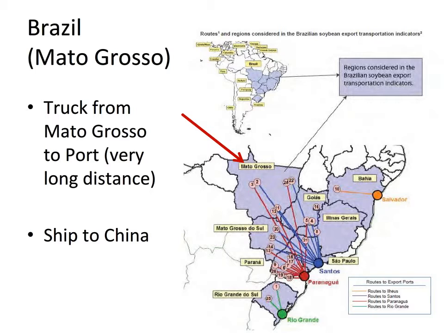Grain moves from Mato Grosso to ports on the Atlantic Ocean. That is a long distance. It happens to be longer than movements along the Mississippi River from Illinois to New Orleans, but from Mato Grosso to those ports is a long distance, and right now those movements are primarily done by truck. So Mato Grosso to a port, done by truck. Once it's done at ports, loaded on ships and moved to China or another foreign location.